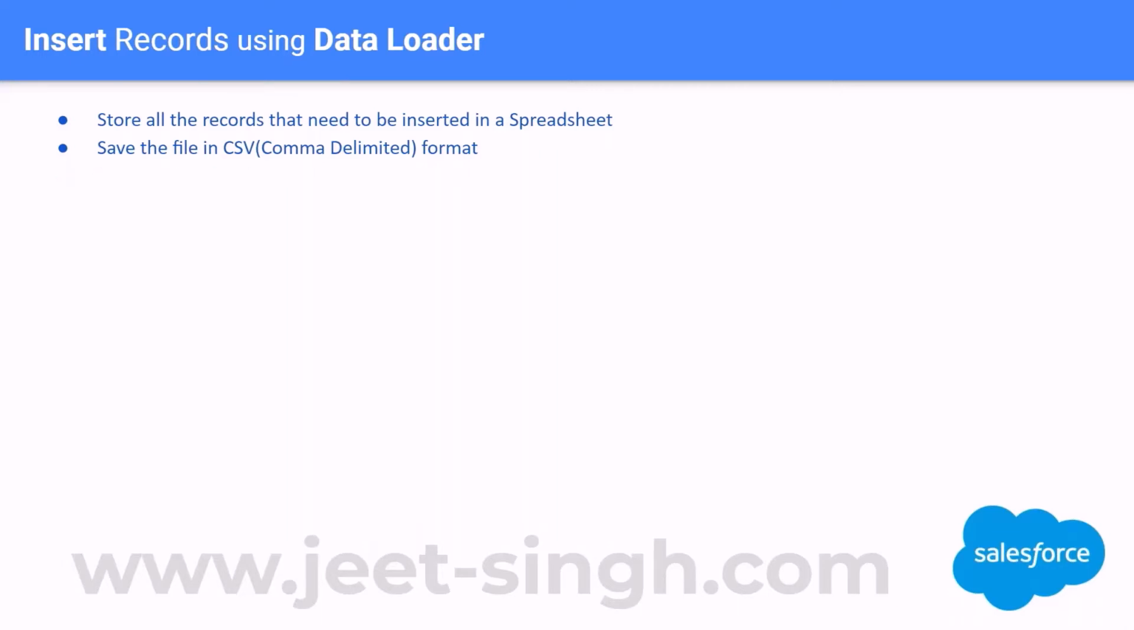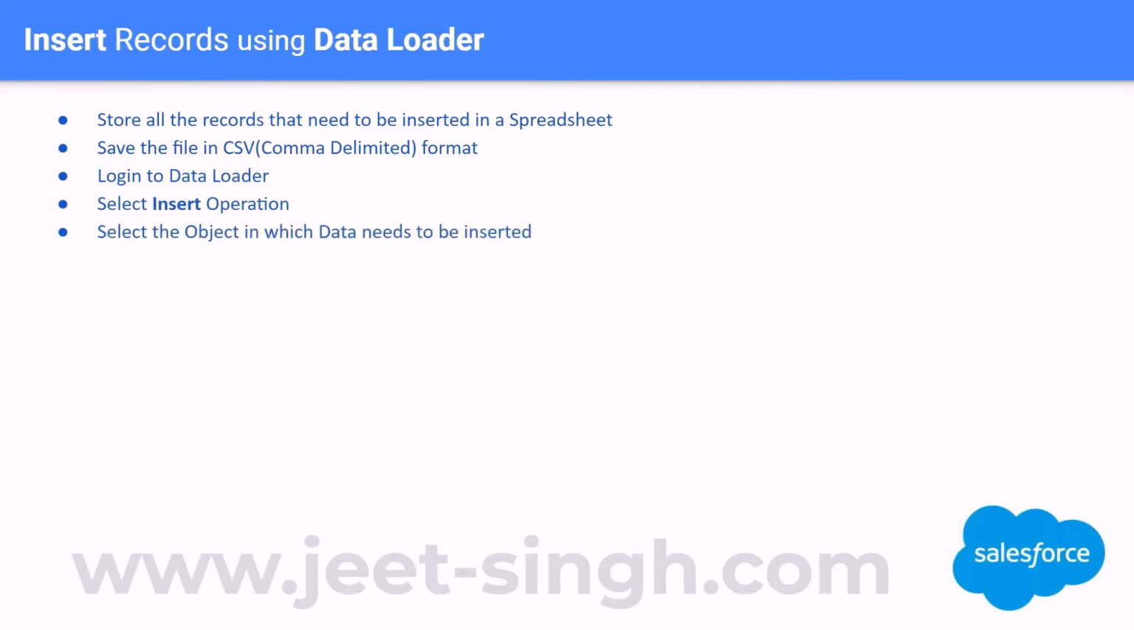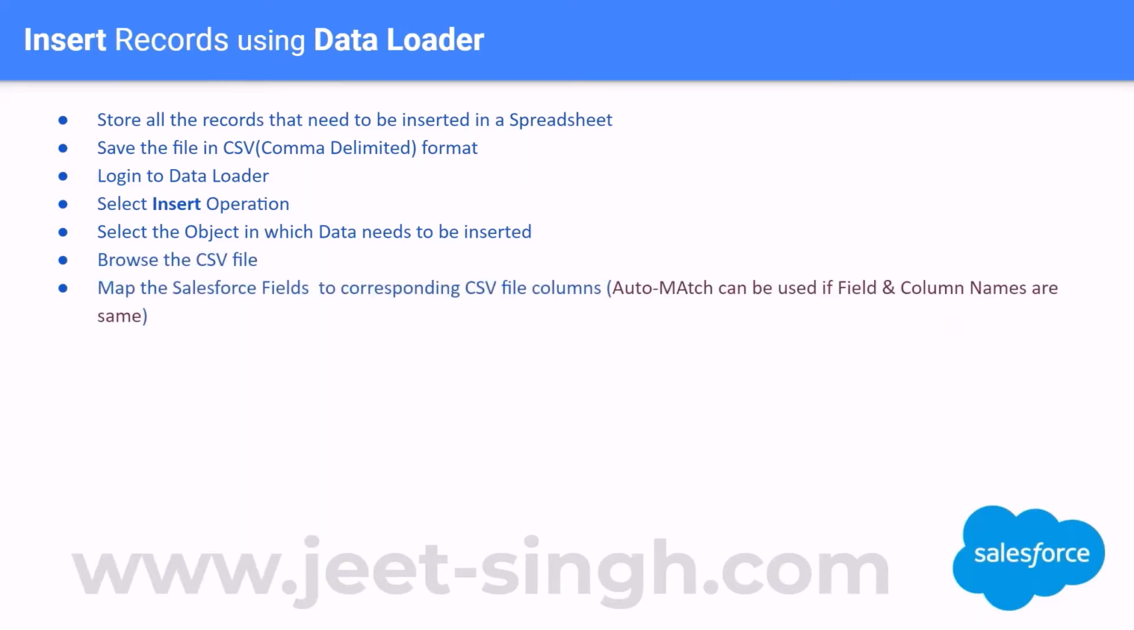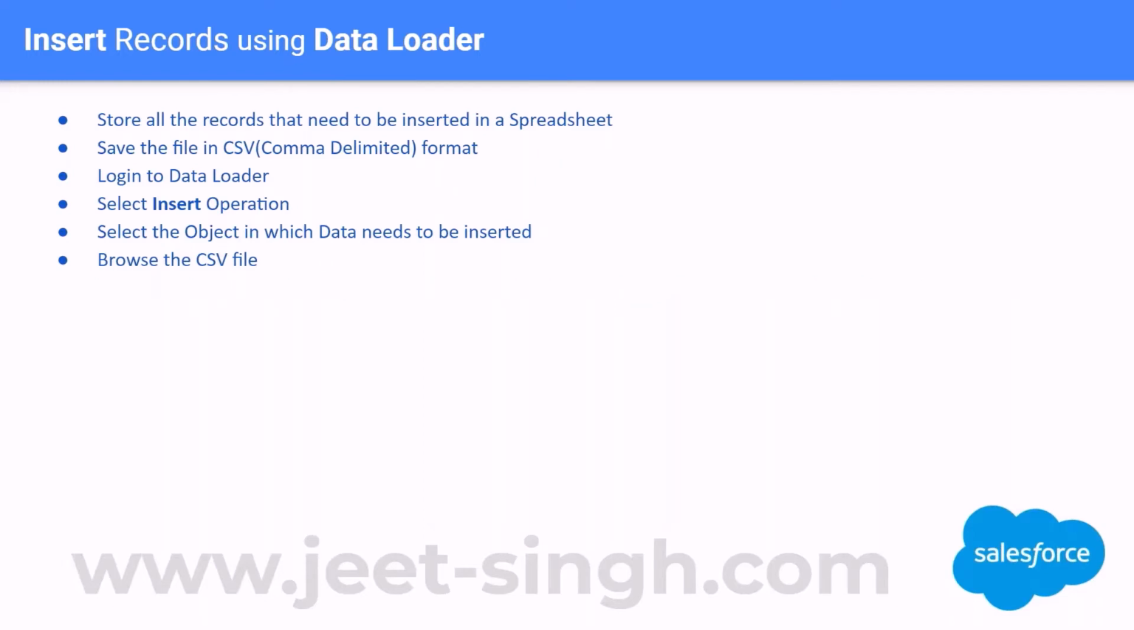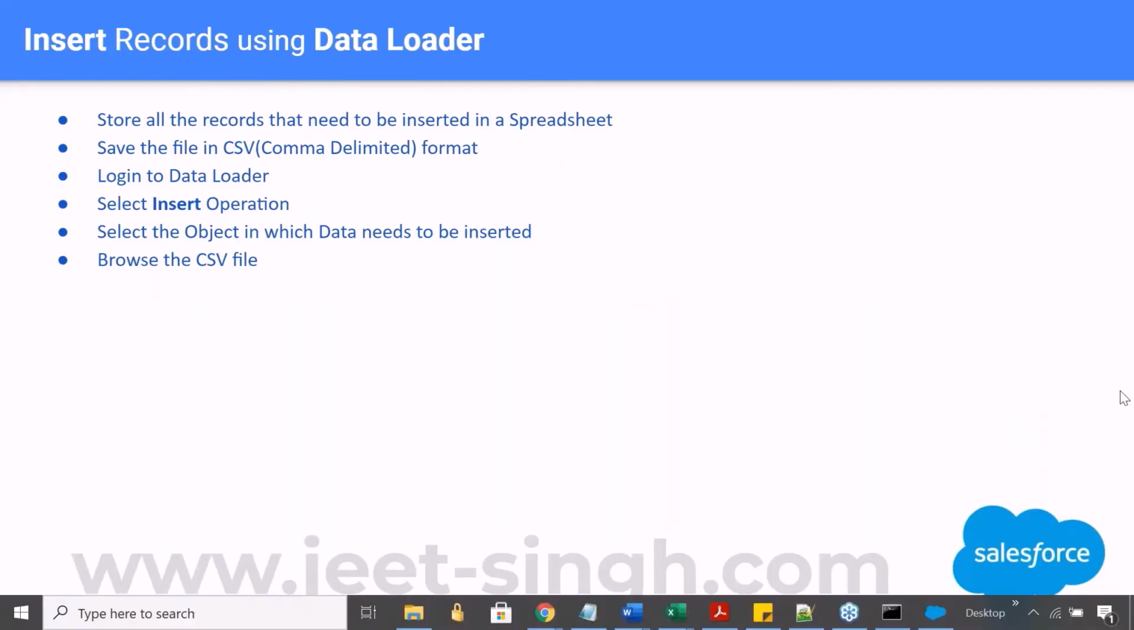Now once your file is ready, you log into the Data Loader and select the insert operation. Since we are trying to insert records, we'll select the insert operation. Select the object in which data needs to be inserted. Then browse the CSV file. Map the Salesforce fields to corresponding CSV file columns. Okay, so let's do this much first, and then we'll go to the mapping of the fields.